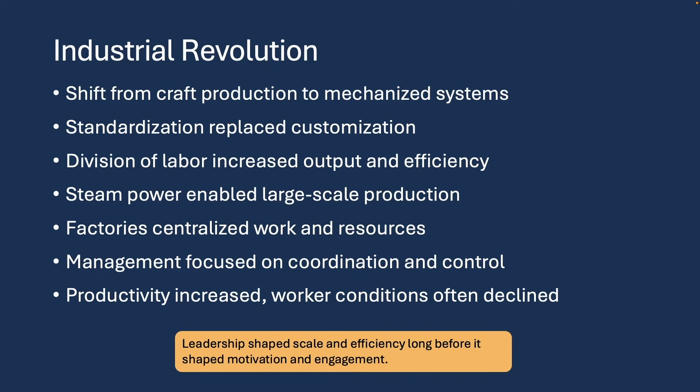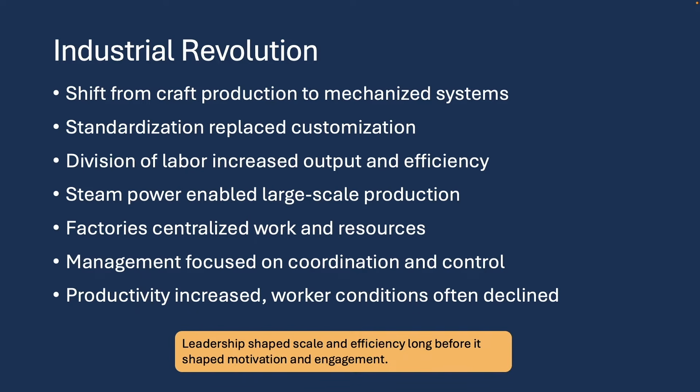The Industrial Revolution marked the first major transformation in operations management. Production shifted from skilled artisans working independently to centralized factories using machines and standardized processes. Division of labor dramatically increased output by breaking work into simple, repeatable tasks. Steam power allowed organizations to scale production far beyond what was previously possible.